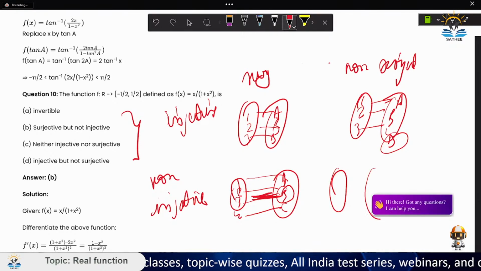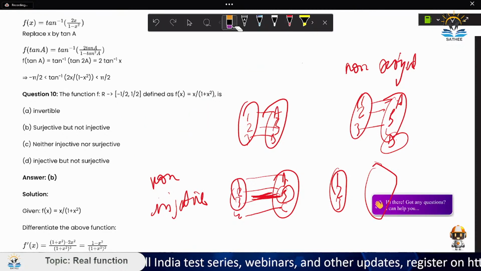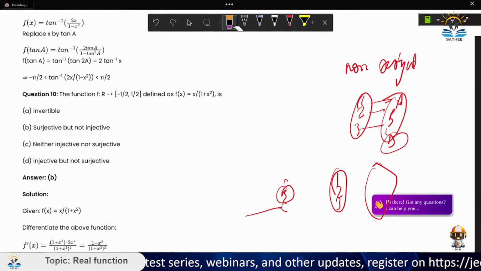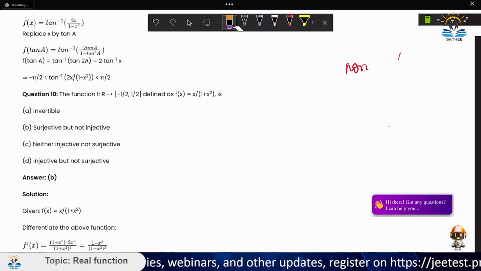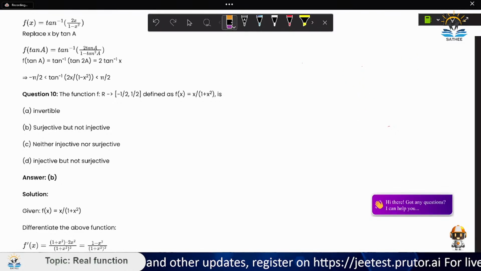Similarly, for X and Y, one, two, three, it's a general function. It's not surjective, non-injective. So you can see the definition and look up more ways to solve these questions. But there is an easy method also that we can use for solving surjective and injective questions. That is the line method, right? There is something called the line method, which we use to calculate.